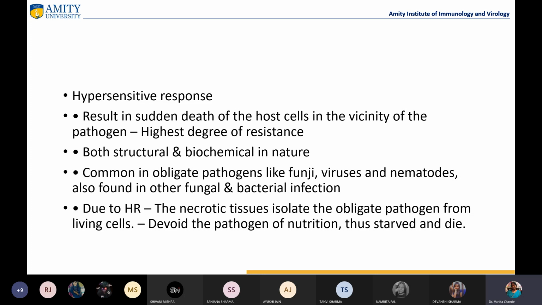And due to this hypersensitive response, the necrotic tissues isolate the obligate pathogen from the living cells, then devoid the pathogen of nutrition and thus it starves and dies. Because at the end the pathogen will also need healthy cells to multiply and grow. If all the cells around the vicinity of that pathogen are being killed due to the hypersensitive response, the pathogen will also starve, right? And it will also die because it is not getting any healthy tissue to further multiply and survive, right?